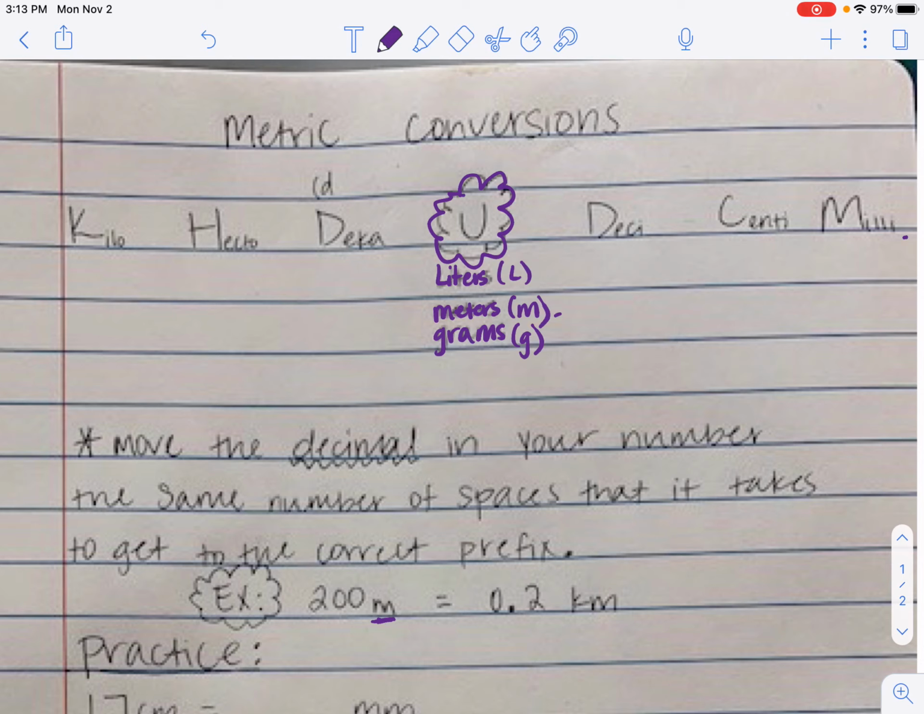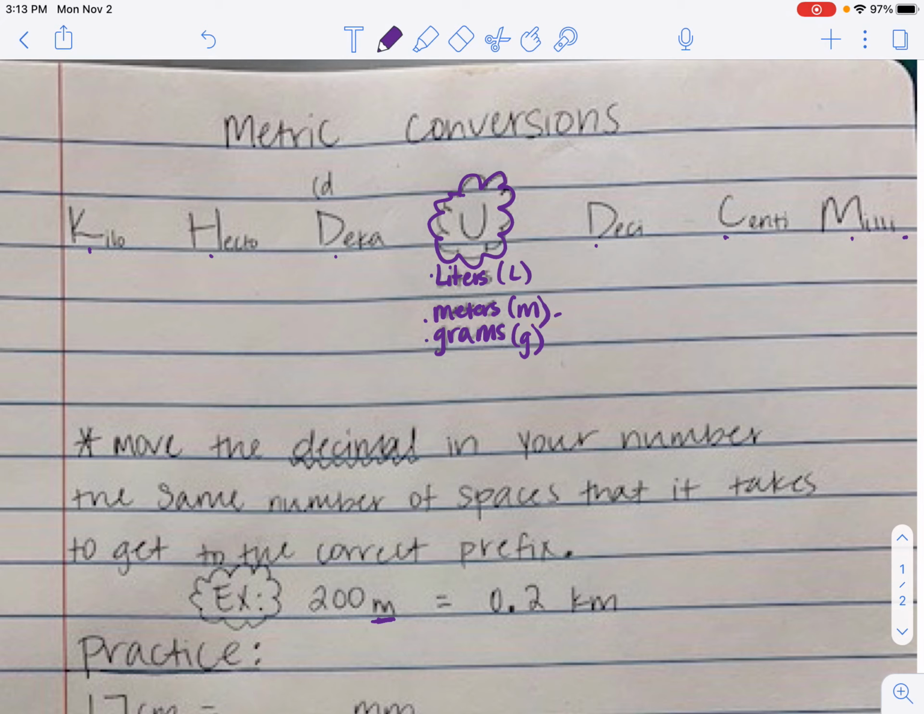Okay, so you should remember that King Henry doesn't usually drink chocolate milk. That's what helps us remember the order of our letters. And what these letters each stand for is a prefix, okay? So the units are liters, meters, and grams, but we could have any of these prefixes in front of a unit. So we could have deciliters or centigrams or kilometers or kilograms, anything like that. You could combine any of these prefixes with any of the 3 units, okay?